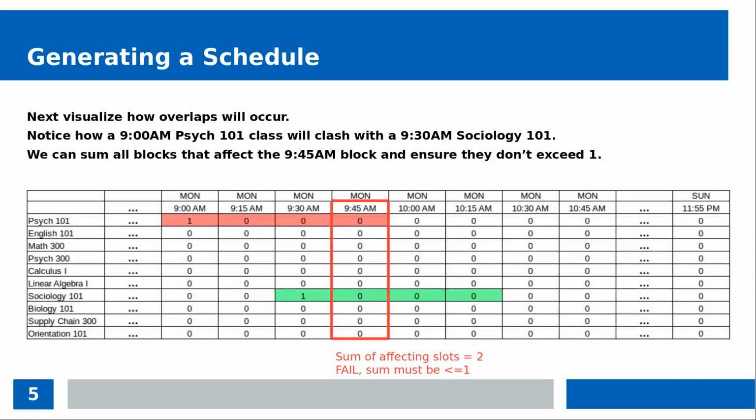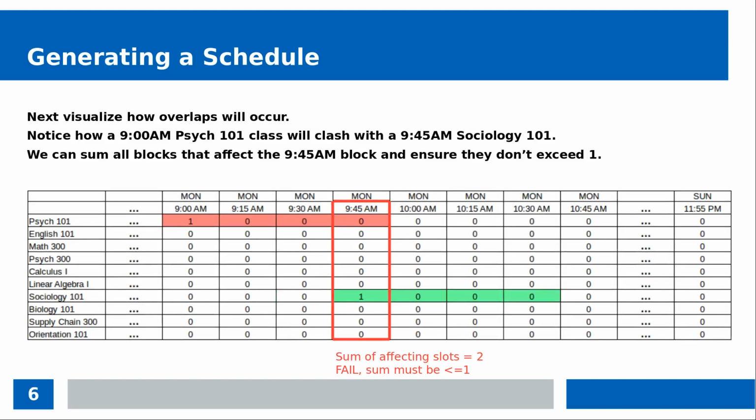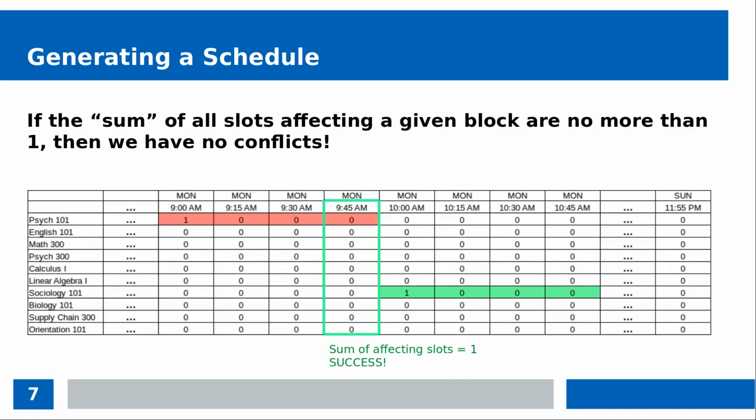move the Sociology 101 to 9:30, it's still double booked on the 9:45. And if we push it to 9:45, it is still double booked. But as soon as the Sociology 101 moves to 10 a.m., everything is good. The sum of affecting slots for that 9:45 a.m. block is 1, whereas in the previous cases you saw before, they were 2.